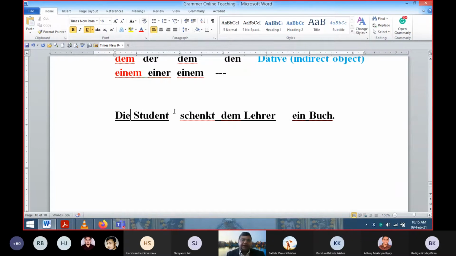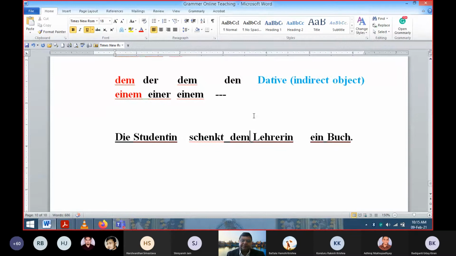So it will be die Studentin schenkt, and there is a lady teacher, Lehrerin ein Buch. So what changes will be here with the article form? If I am putting here Lehrerin, meaning lady teacher, then is this dem correct or not? Der. Exactly. So it will be der.